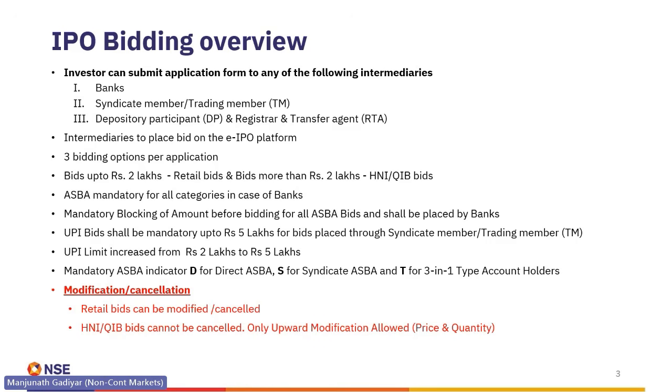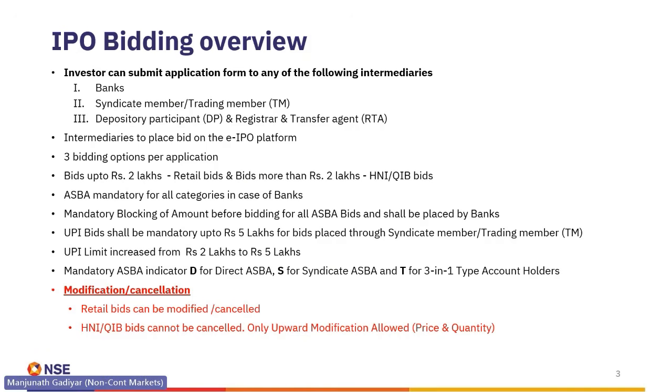Shareholder category and policyholder category are usually bids up to 2 lakhs, whereas the employee category is up to 5 lakhs. So Manjunath, one small thing I want to clarify for the sake of participants. You mentioned that HNI and QIB bids cannot be cancelled. The IPO remains open for 3 days, so on any of the days when the bid is placed, can it not be cancelled, or is it only on a particular day?